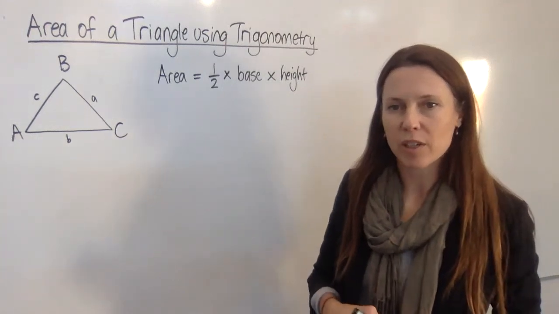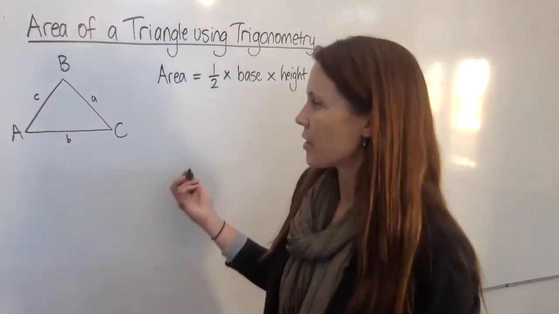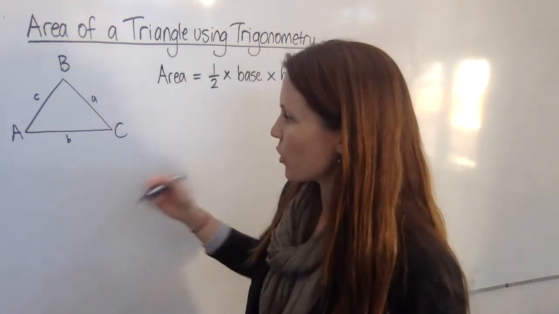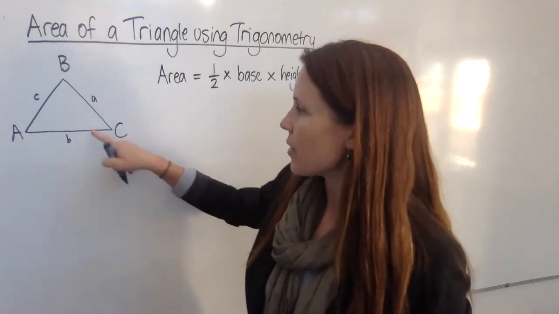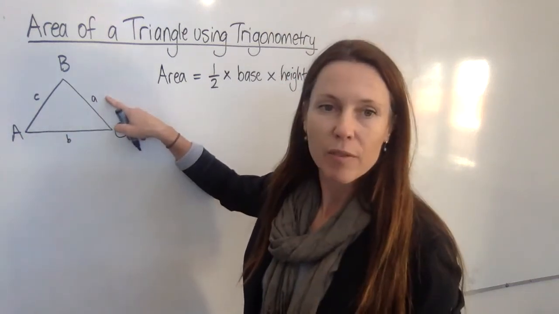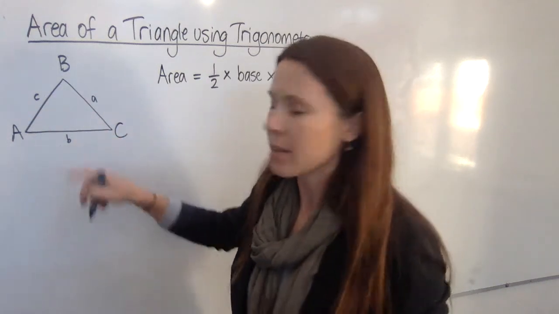Finding the area of a triangle using trigonometry is actually quite straightforward. Let's have a look at the proof. I need to start with the naming conventions for triangles, which is that if you've named a triangle using uppercase letters for the vertices, then you need to use the same letter for the side that is opposite that angle, but lowercase for the sides.